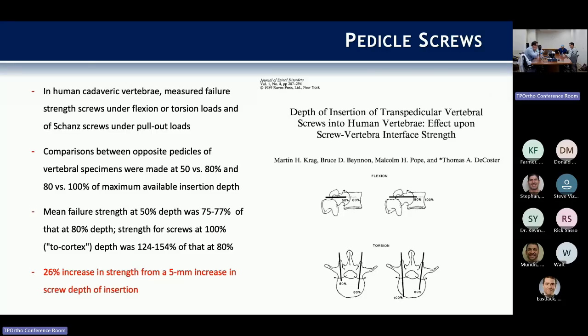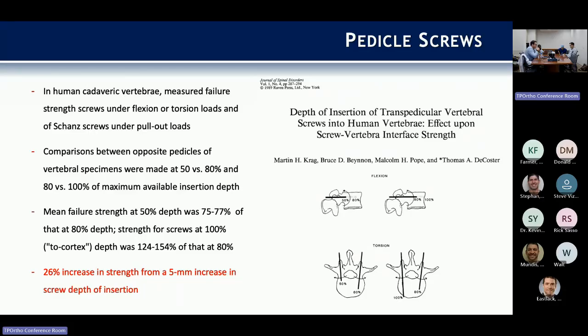So here's one of the oldest historical studies looking at pedicle screw strength and pull-out and depth, all that good stuff. This is a cadaveric study from the 90s that compared screw depth at 50% of the pedicle, 80% of the pedicle, and 100% of the pedicle. The results confirmed what I think a lot of us intuitively know or believe, that deeper screws within an anatomical context provide stronger fixation and increased load to failure.